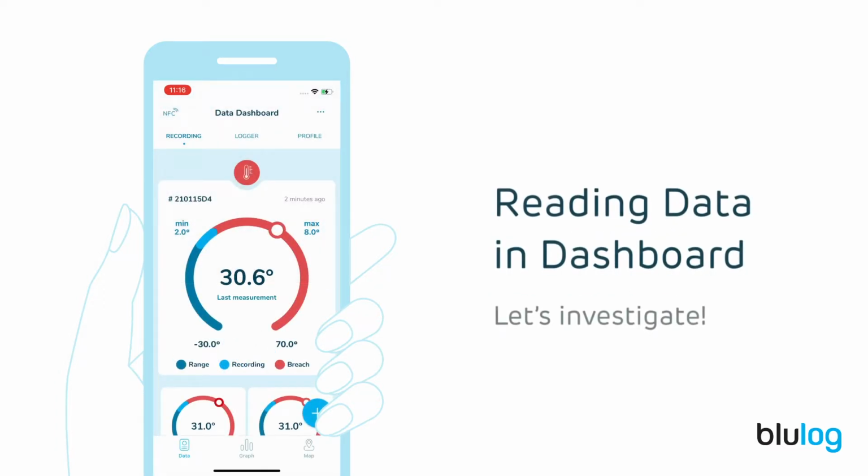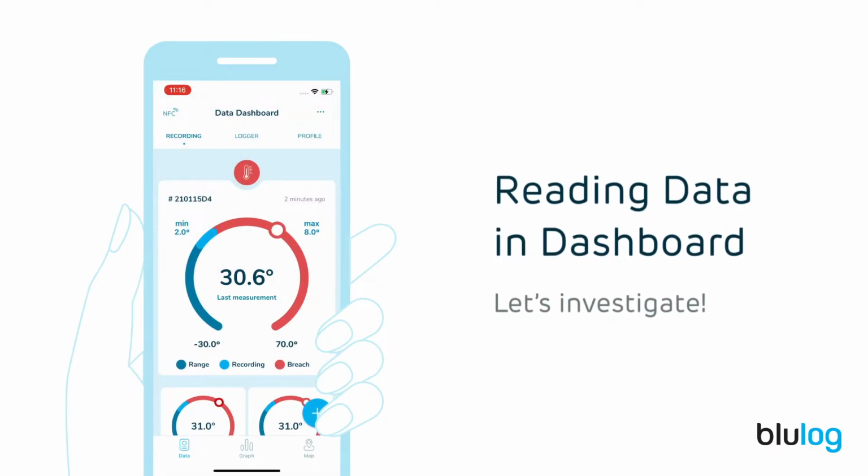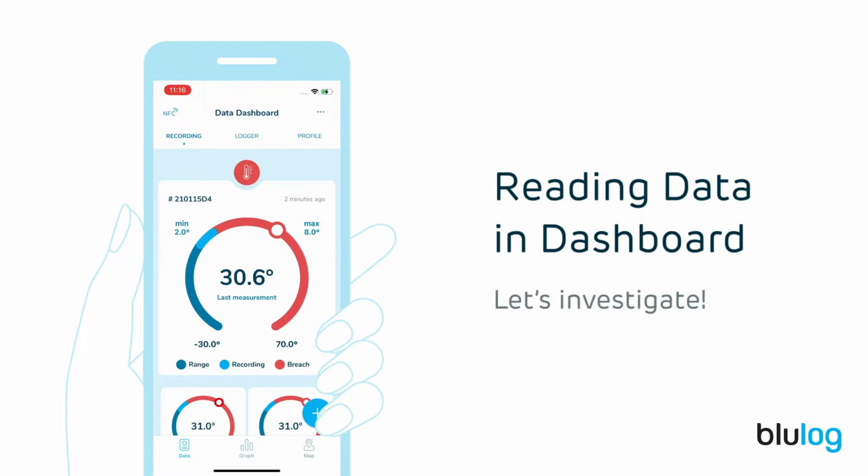Now let's talk about reading data in the main dashboard. In order to access Data Dashboard, tap on the Data tab at the bottom menu. Data Dashboard is separated into 3 categories: Recording, Logger, and Profile. Inside the Recording tab, you'll find information regarding latest measurement for temperature and humidity, minimum and maximum thresholds, breaches, and more. At the top, you'll see a temperature card.